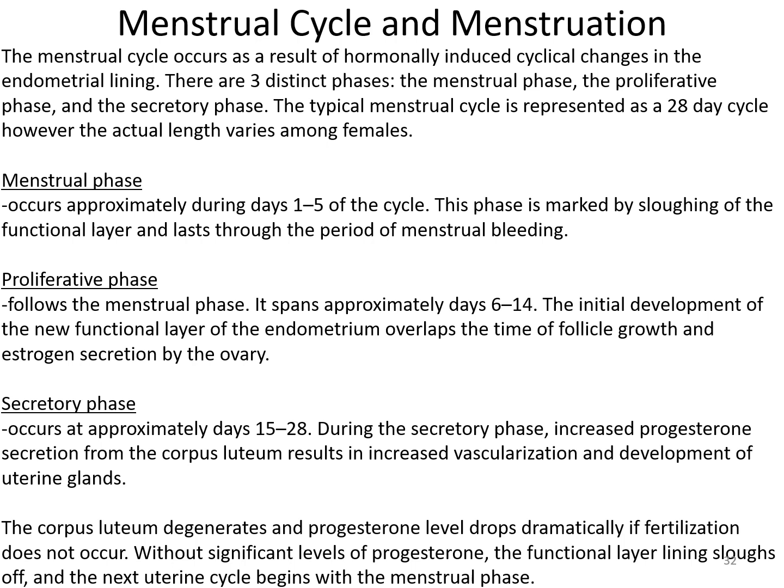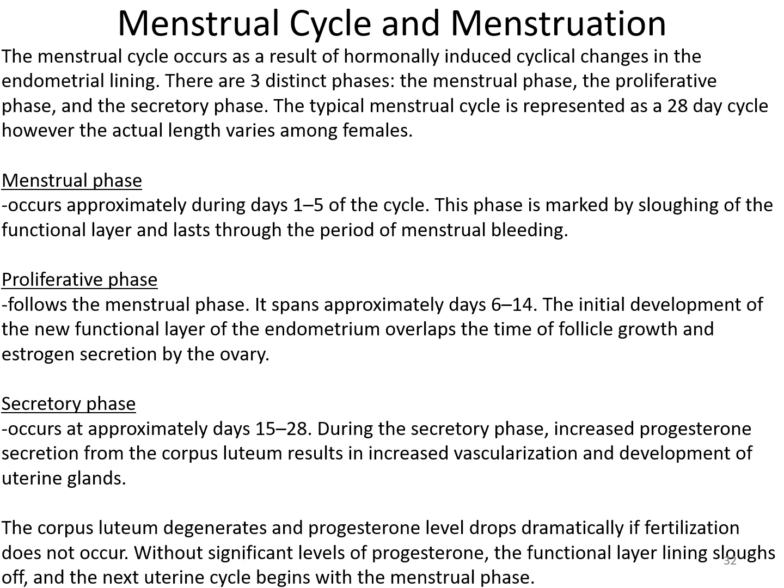There's the menstrual phase, the proliferative phase, and the secretory phase. The menstrual cycle is again represented as a 28-day cycle, but of course there's a lot of variation in that. The menstrual phase occurs from day 1 to day 5. This is the actual sloughing off of the uterine layer, so this is the period of menstrual bleeding.